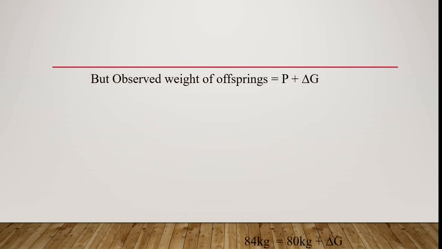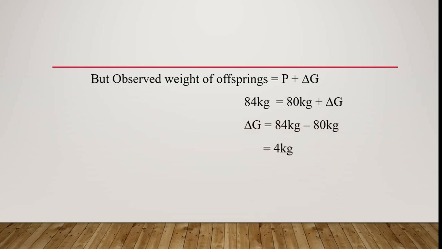Now, this is what I mean. Observed weight equals P plus change in gene, that is the genetic gain, right? But in the question, we're given the observed weight of offspring to be 84 kilograms, right? And since we know P to be 80 kilograms from the question, to get the genetic gain, we subtract the 80 from the 84. That is, we make genetic gain the subject. So you're going to get 84 minus 80, which gives 4 kilograms.